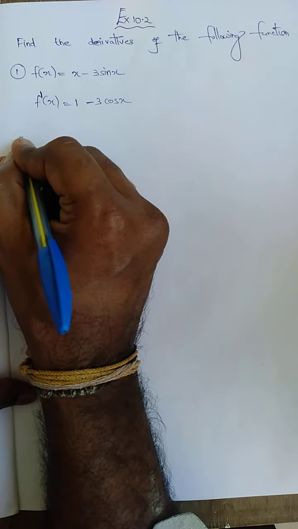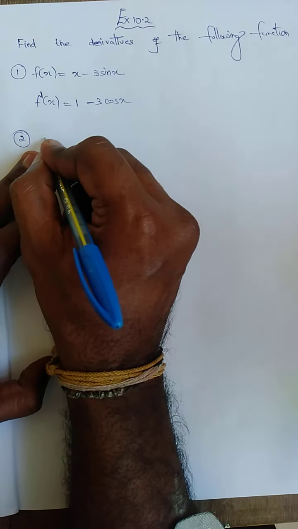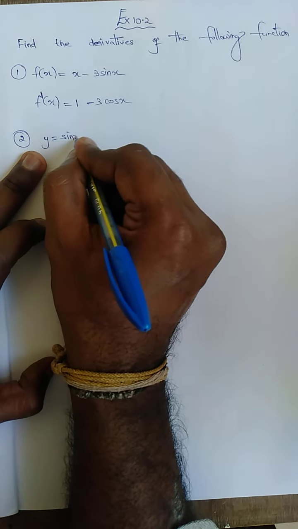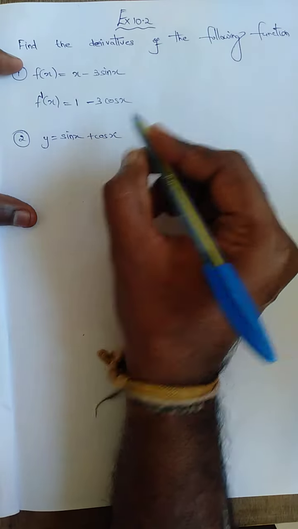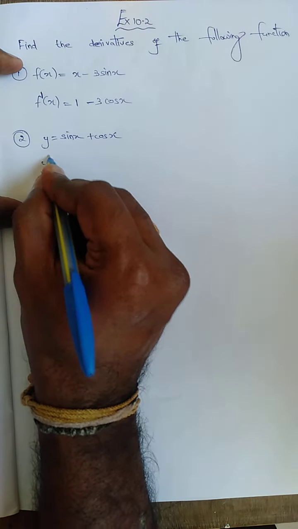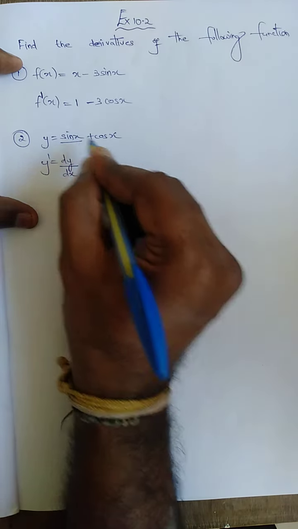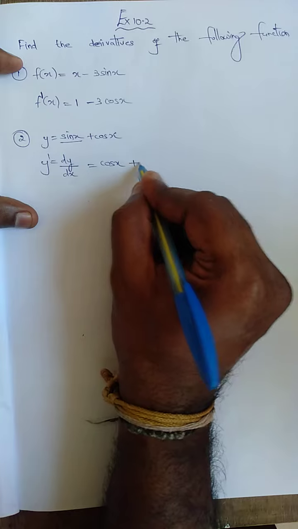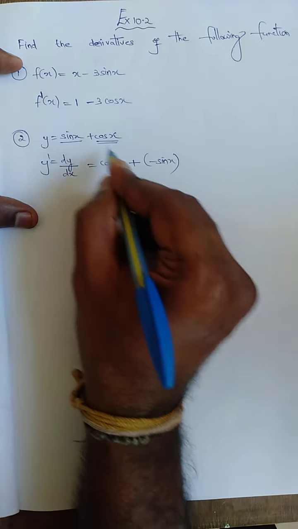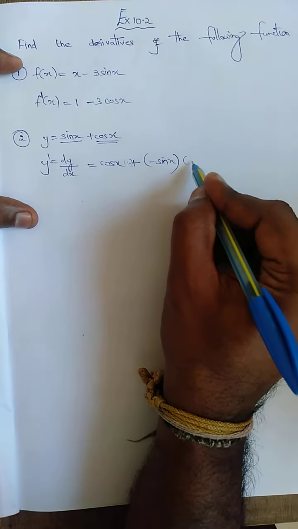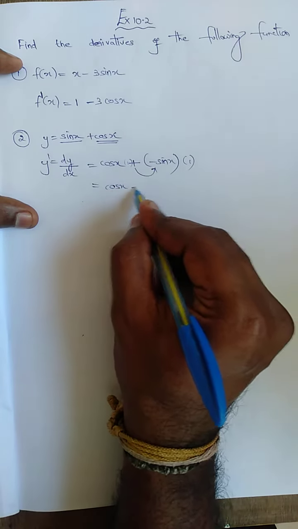Next, if we are going to move towards the second sum, the second sum is y is equal to sin x plus cos x, because I teach you many things in detail. So differentiate of y is y dash, otherwise you can write dy by dx also, no problem. Differentiate of sin x is cos x, plus cos x differentiate is minus sin x. If x differentiate is 1 only, if I go into multiply also no problem, the same answer remains. So cos x plus into minus minus sin x.